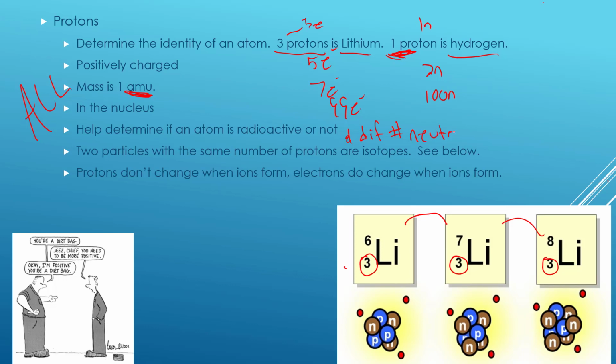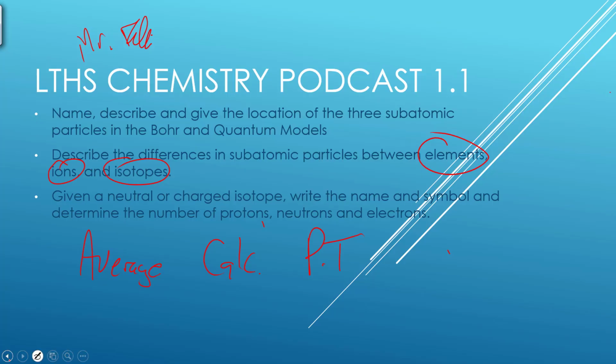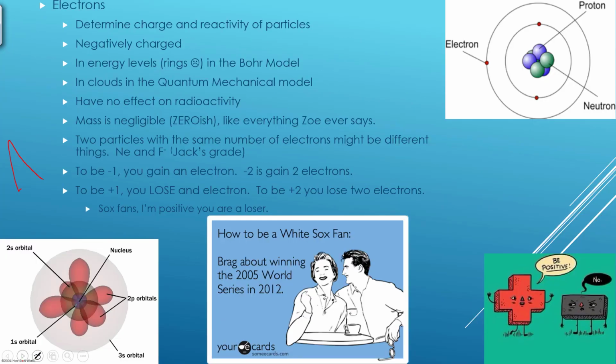I won't always write down the stuff, but you are responsible for what I say as well. Protons don't change when ions form. Electrons change when ions form. So ions change to make it +1 or -73 or something like that. Electrons determine the charge. You might have to hit pause and go back a little bit to write down those things. And the chemical reactivity of particles.